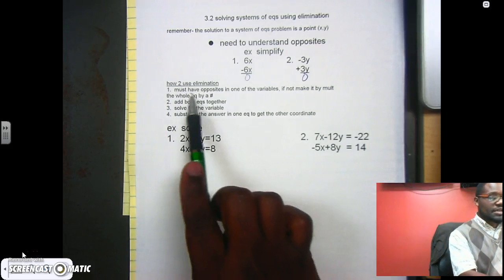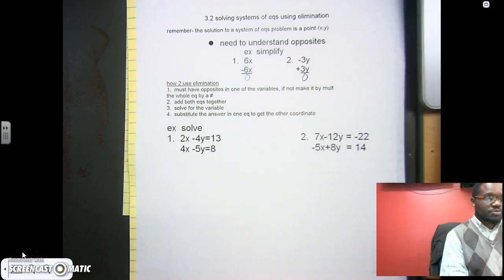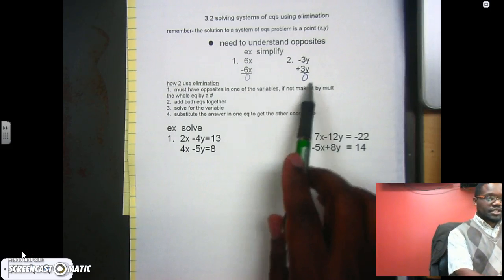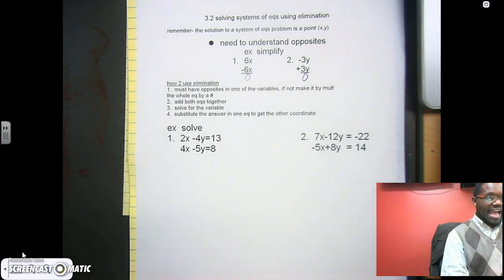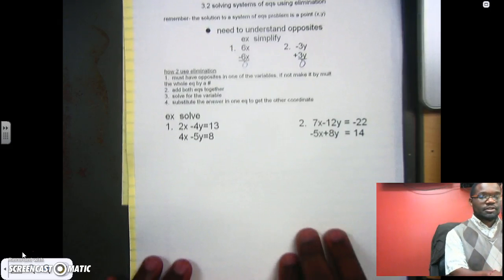Now here are the steps. You have to have opposites in one of the variables. If not, make it by multiplying the whole equation by a number. I'll show you that step. Then you're going to add both equations together, similar to what you see here. Solve for the variable that you have after you add them together, and then you're going to substitute. So there is a little substitution in this. But let's go ahead and do some examples so you can actually get what I'm talking about.